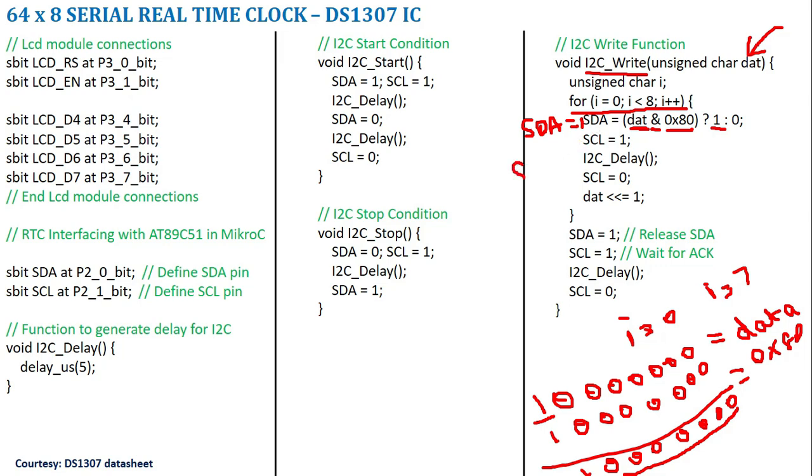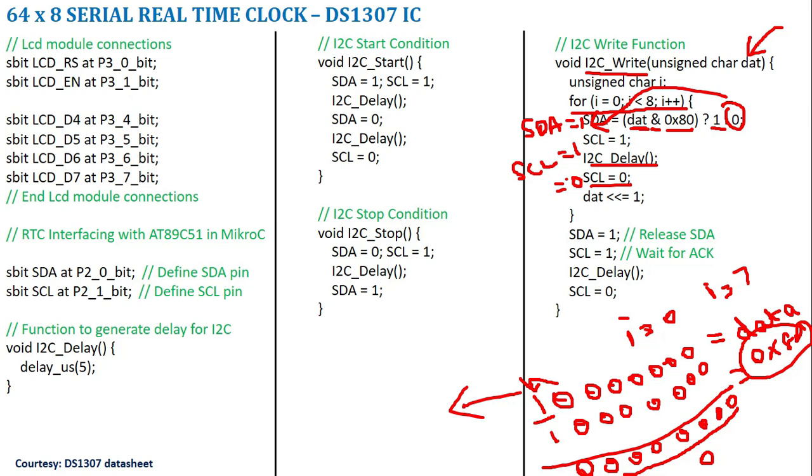Then we make the SCL to be 1. Wait for 5 microsecond delay, then SCL goes to 0. Then what we do? We shift the data. When I shift the data, what happens? This one will go out. The next data will come to this position. Again I do AND operation with this 0x80. So now this will be 0. In that case, my output will be 0. So 0 means this condition is false. So we will send 0 as an output to your SDA.